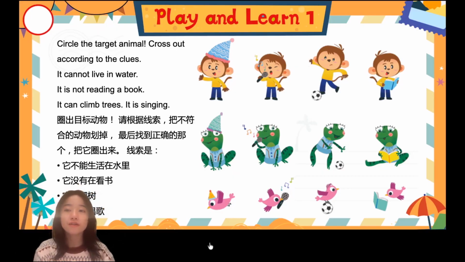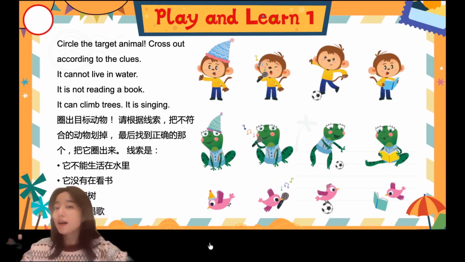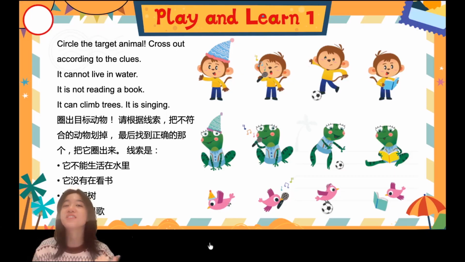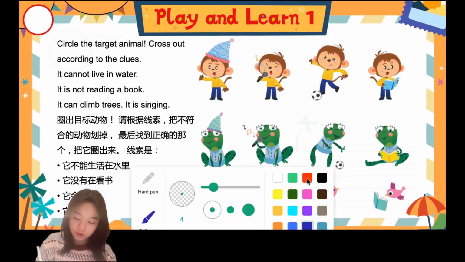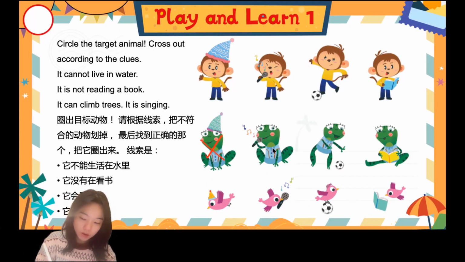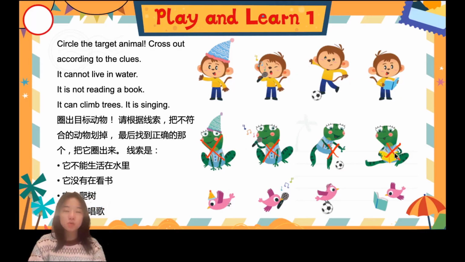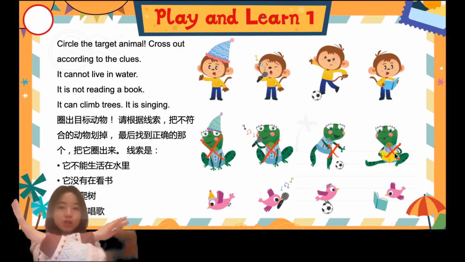So here, let's see. The first row are monkeys. What about the second row? What are they? Great, frogs. Have you ever seen frogs? The last row are birds. So only the second row are animals which live in water. In other words, they should be crossed out.